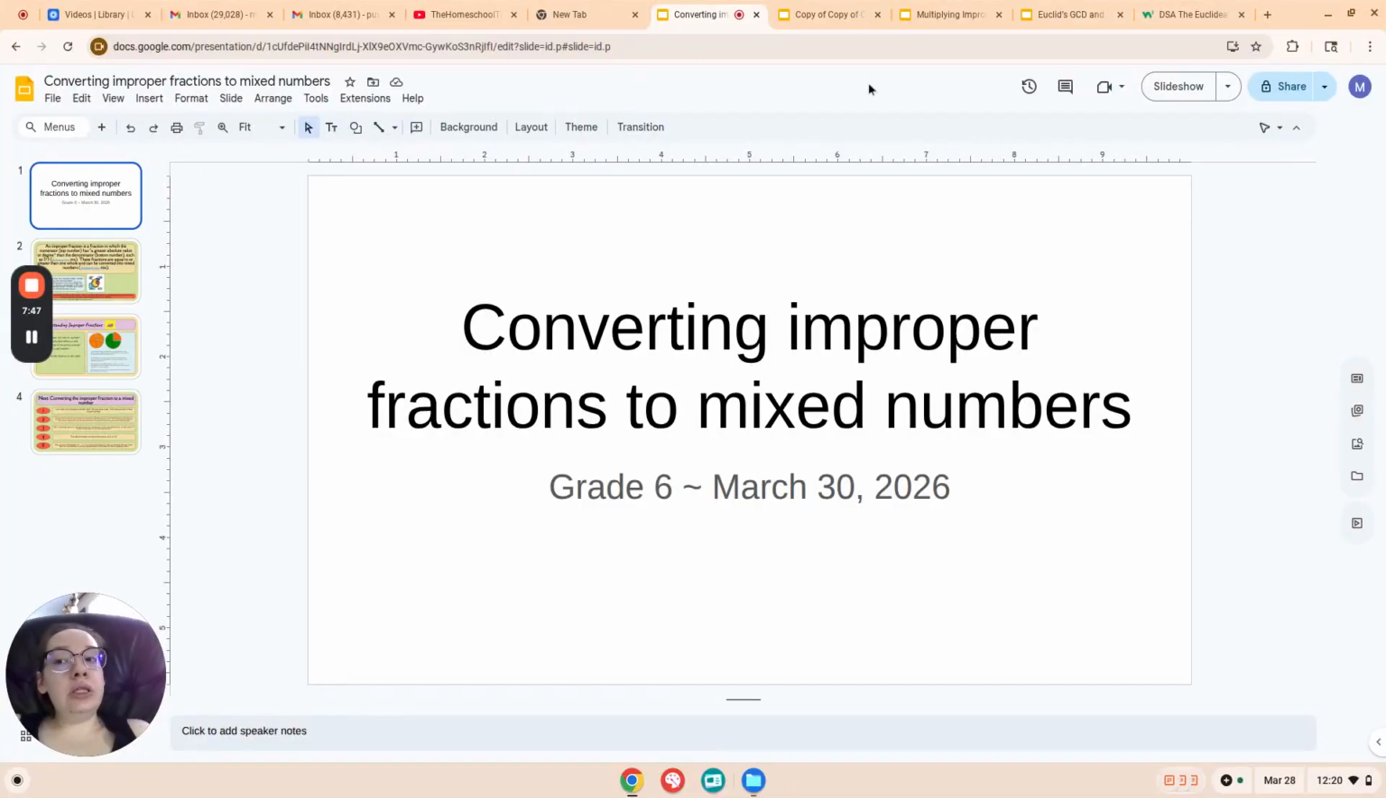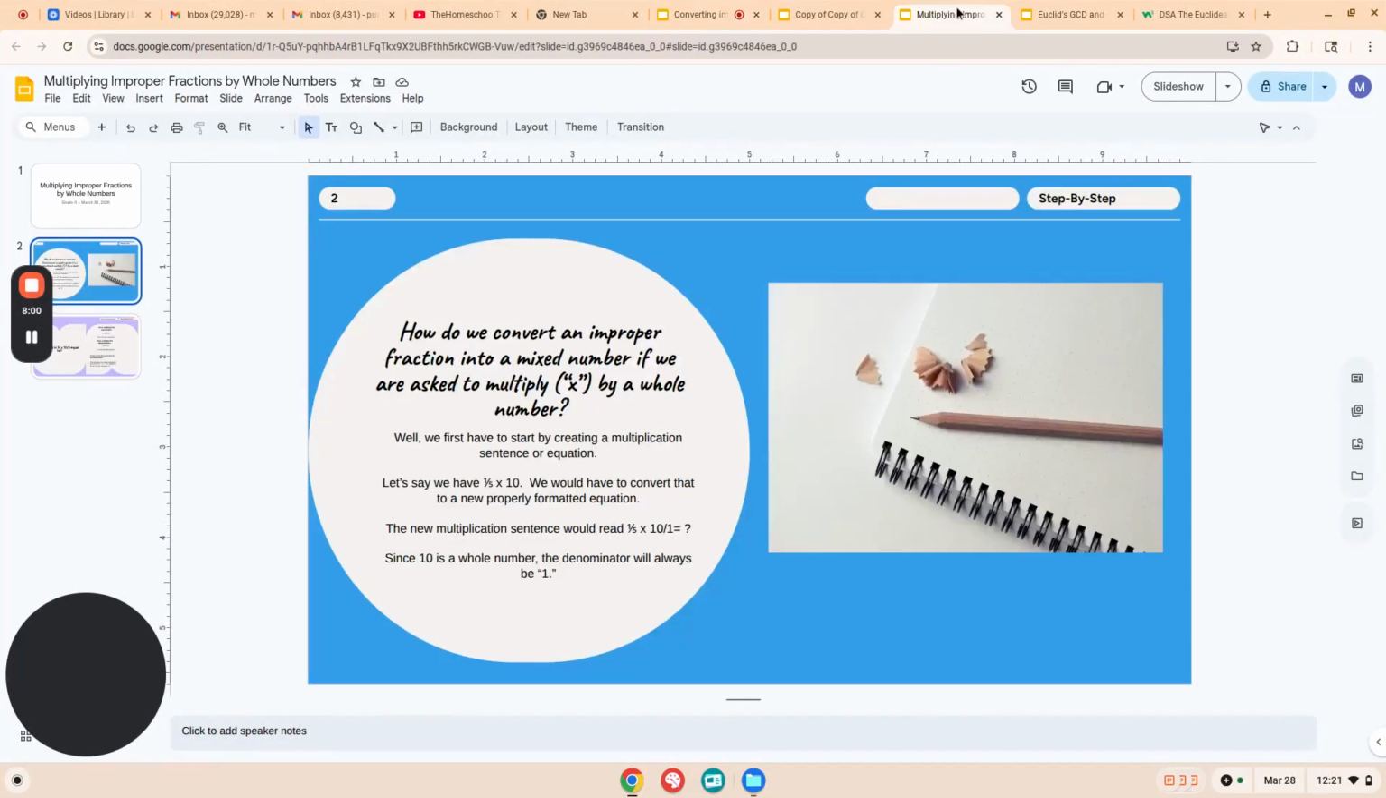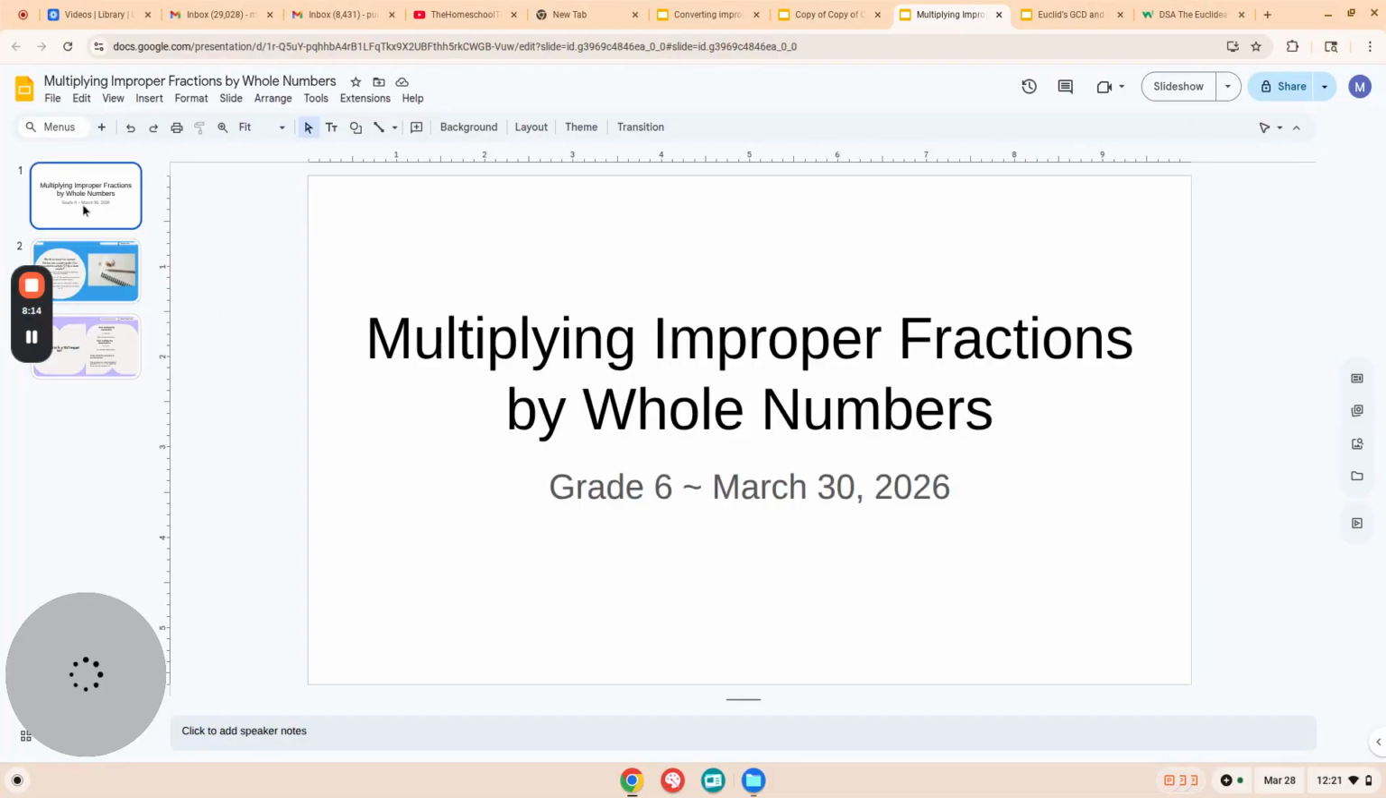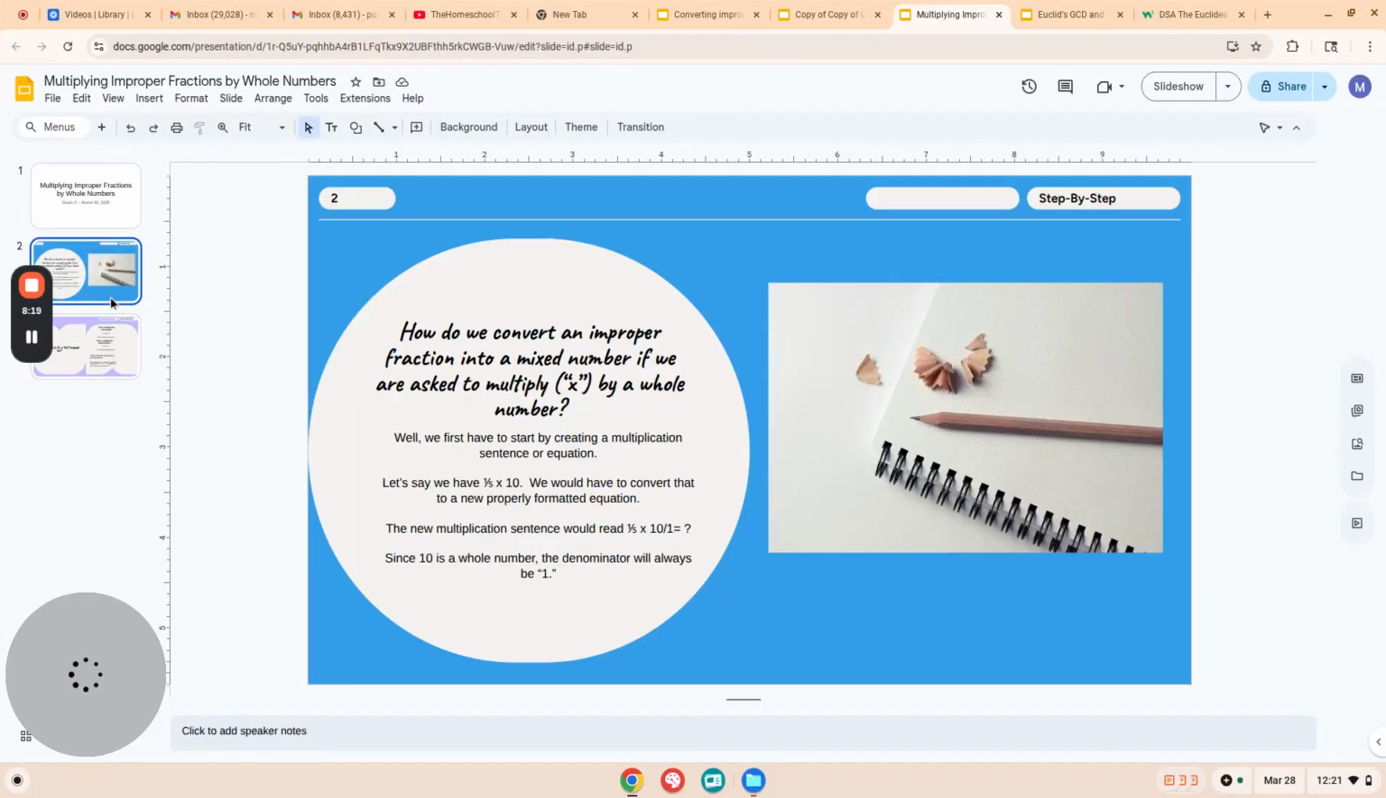So the next part of the lesson, now that we covered converting improper fractions to mixed numbers, talked about improper fractions. So the last part of this lesson that I want to talk about, actually there's 2 more parts, I apologize, 2 more parts. So the next part is multiplying improper fractions by whole numbers, okay? So let's go to the top of the slide here. We have multiplying improper fractions by whole numbers.